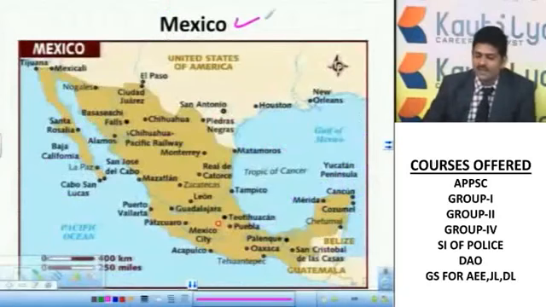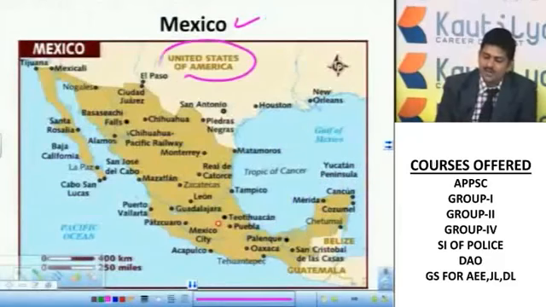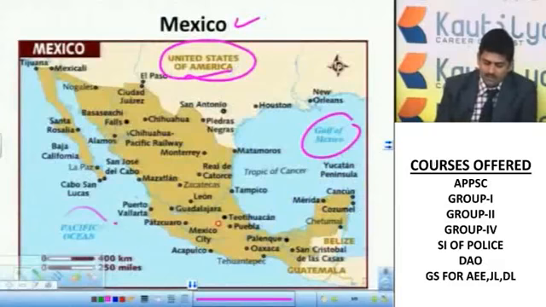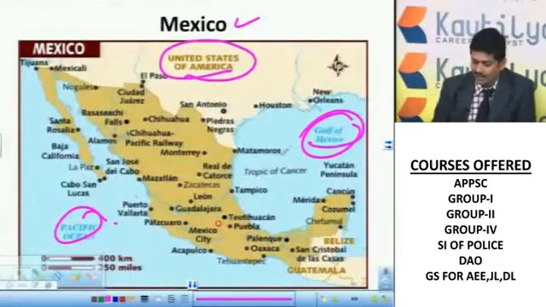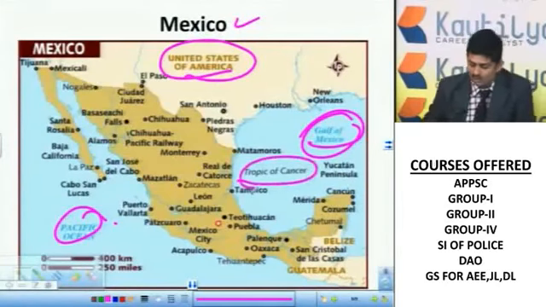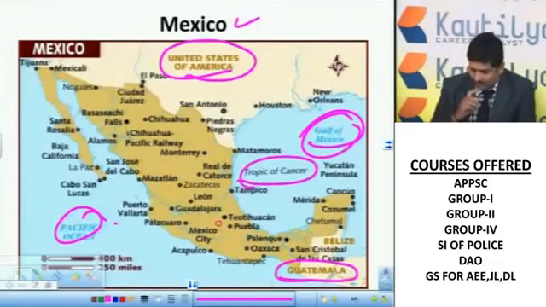Another important country in North America is Mexico. It has a border with the United States. You see the Pacific Ocean, and the Gulf of Mexico is the largest gulf in the world. Tropic of Cancer is also passing through this. Here you can see Guatemala, a Central American country, and one of the countries of the Caribbean islands. You need to remember these, they are very important.